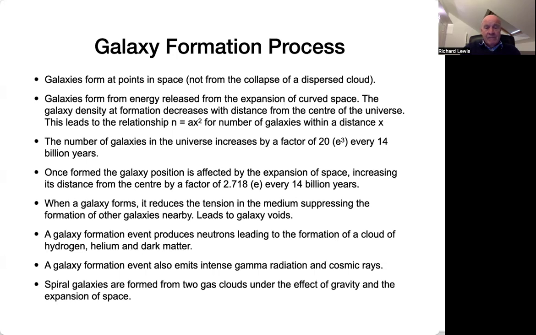Galaxies form from energy released from the expansion of curved space. This effect of the different curvature of space as you go out in distance leads to the reasonable hypothesis for this relationship n equals ax squared that we've been using. The number of galaxies in the universe increases by a factor of 20 every 14 billion years, and that once formed, the galaxy position is affected by the expansion of space. And that means that its distance from the center increases by the factor e every 14 billion years.